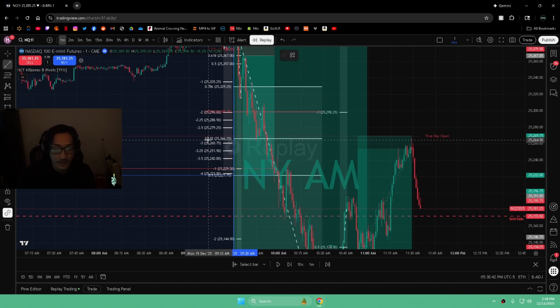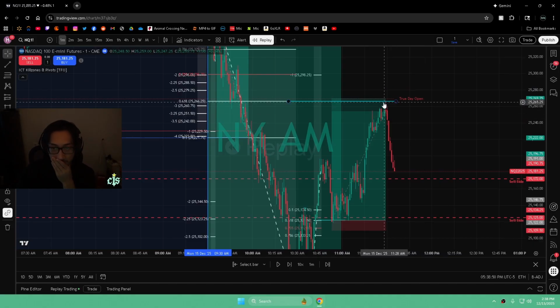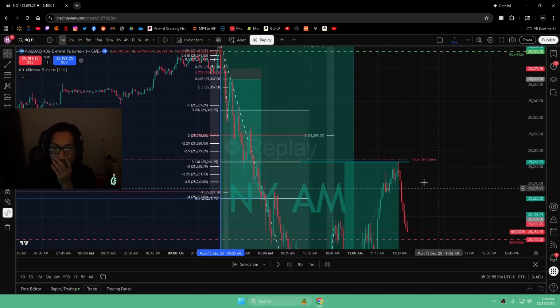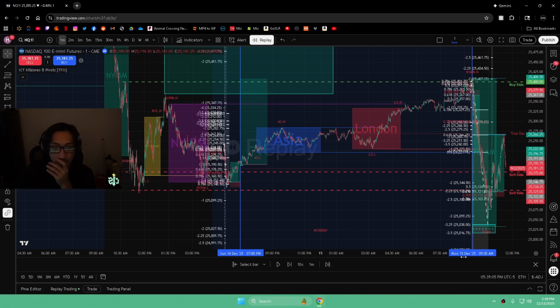We get our 0.618 level. Take it across. And look. So instead of taking it to the true day open, you would take this range, and then this would be our mid range, right? So this is our high of day. Now, why do I say that?